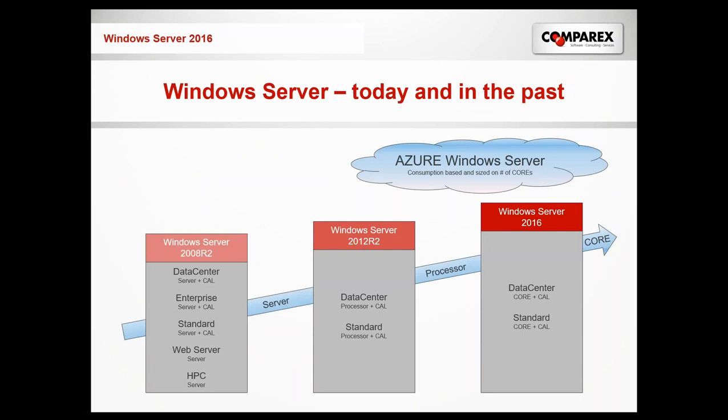Okay, so looking at the different versions and editions that we have had over time, I have on this slide tried to indicate the changes that have happened on the licensing model from one version to the next. I have added Azure as well, since Azure is becoming an increasing part of Microsoft licensing, as we shall see with Windows Server 2016. As you have surely heard about, now Windows Server 2016 is licensed by Core.